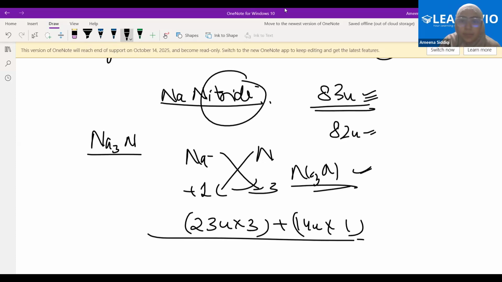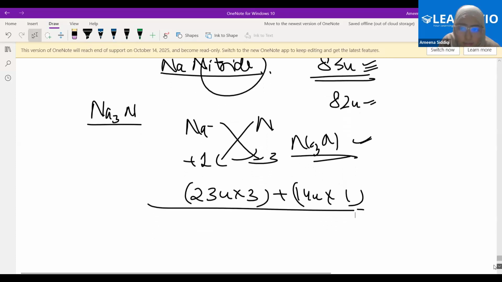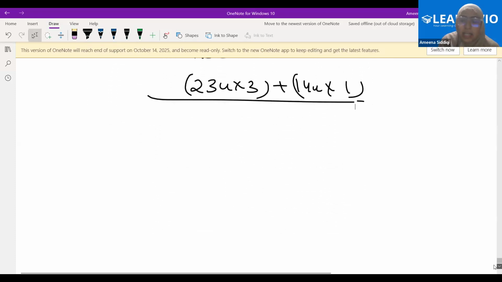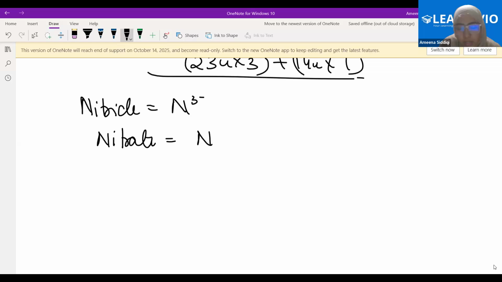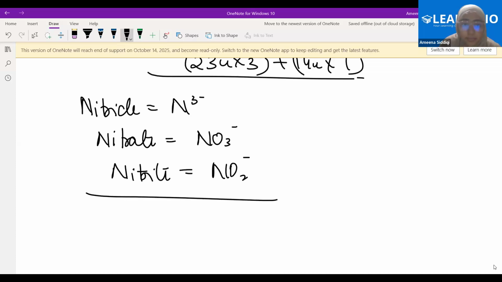Fine. Yes, Suleiman Bache. Go ahead. Ma'am, nitrate symbol is NO3, right? Yeah, that is nitrate. I'm talking about nitride here. Okay, ma'am. Nitride is N3 minus. Nitrate is NO3 minus. Nitrite is NO2 minus. Okay. Be very clear with these formulas, with these charges and symbols.